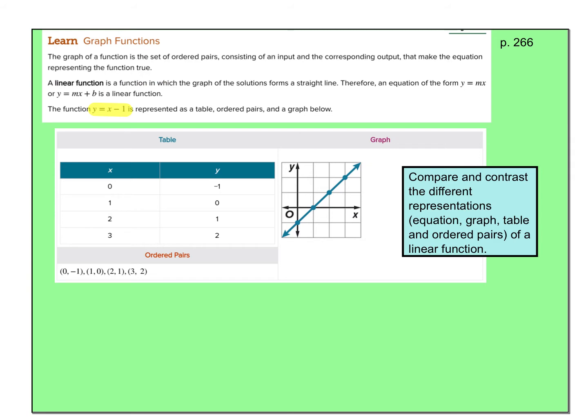So why don't we open our book to page 266, and now we are going to learn how to graph functions. All right, so everybody, I'll give you a second to get to page 266. It's kind of up here in the corner. All right, so it says, the graph of a function is a set of ordered pairs consisting of an input and the output.